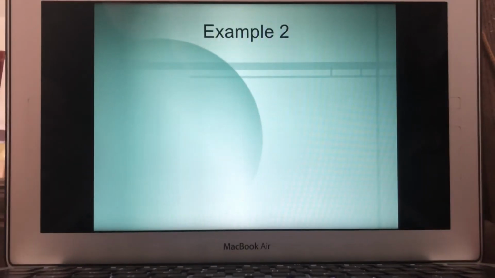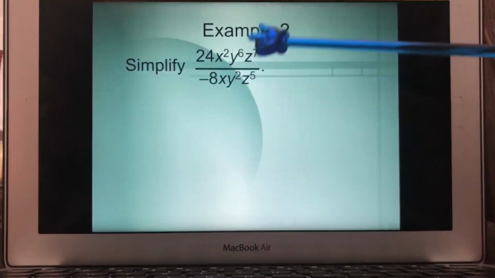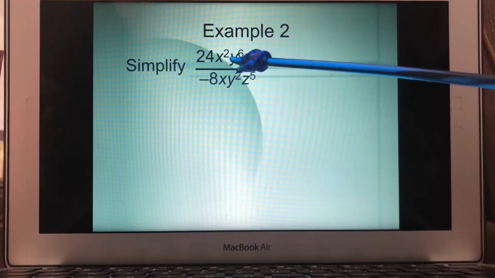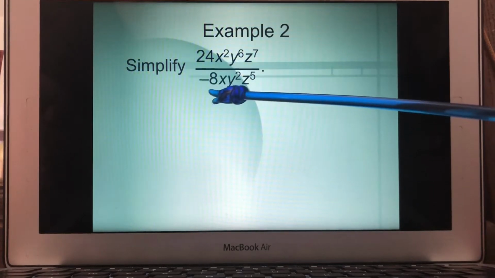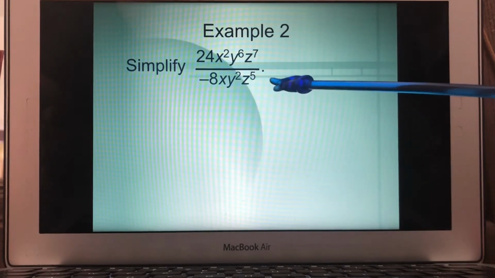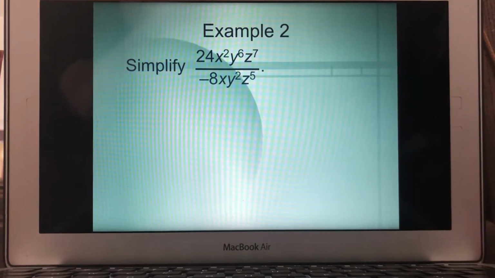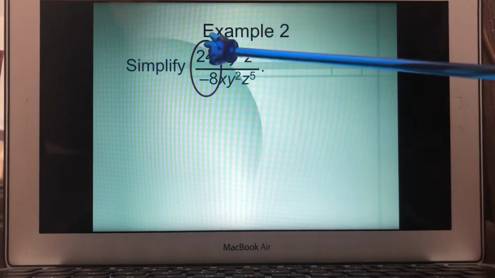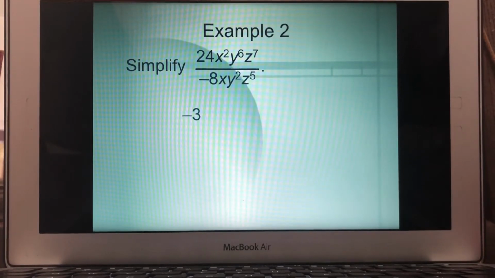Let's take a look at example number 2 here. I've got a pretty big fraction here: 24 x squared y to the 6th z to the 7th over negative 8 x y squared z to the 5th. I'm going to just take each of the like terms and divide them individually, and that will give me my simplified answer. So 24 divided by negative 8 gives me negative 3.